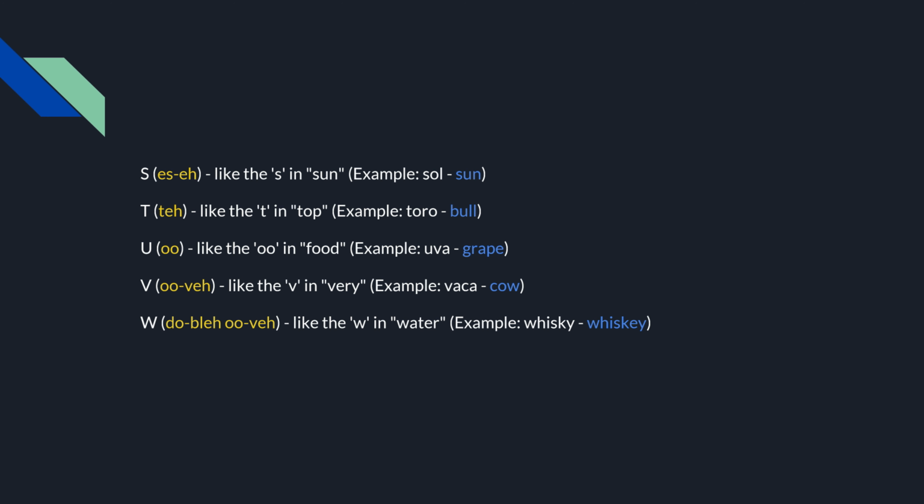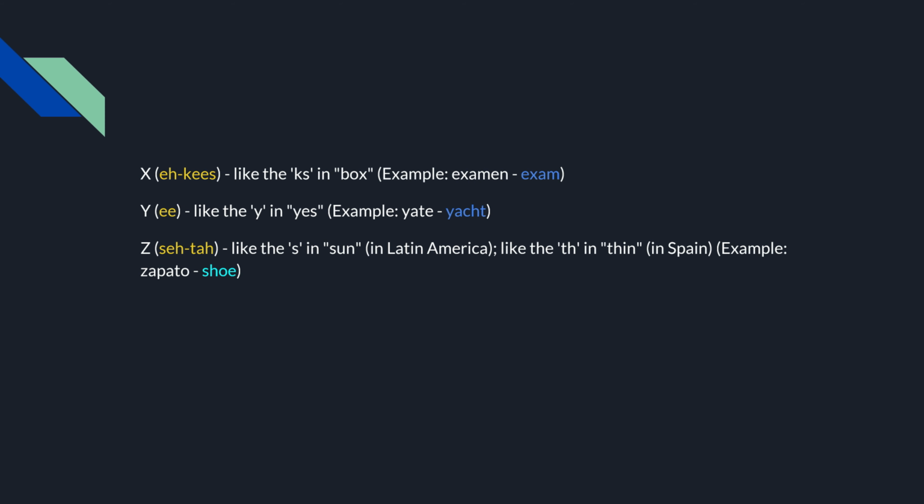T en español, like the T in top. Example: toro, bull. U en español, like the OO in food. Example: uva, grape. V en español, like the V in very. Example: vaca, cow. W en español, like the W in water. Example: whisky, whiskey.